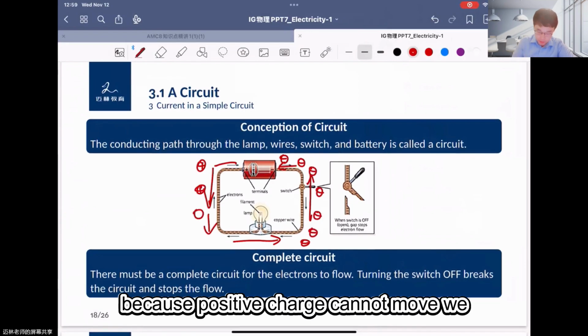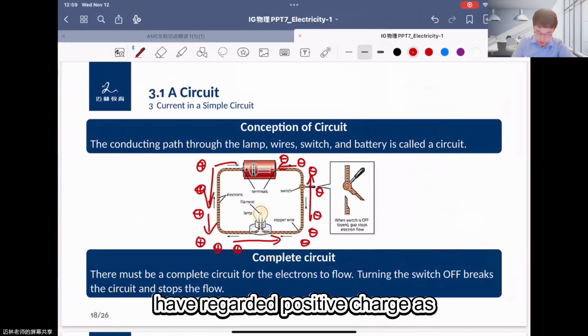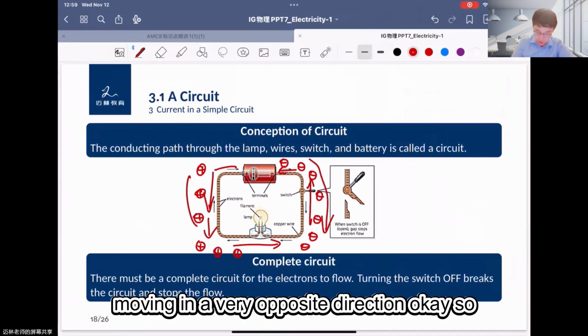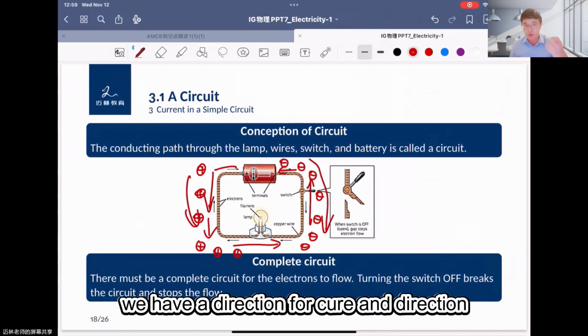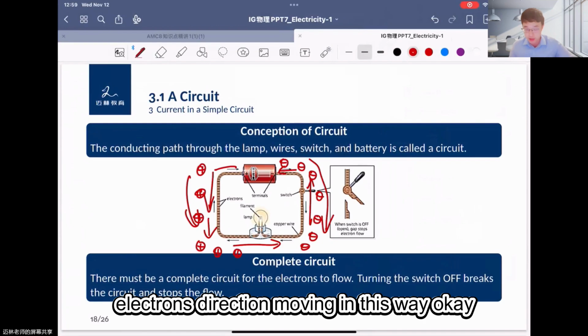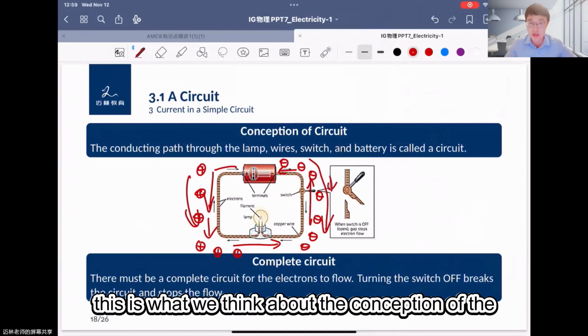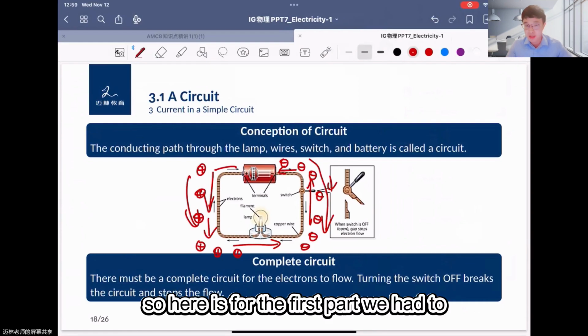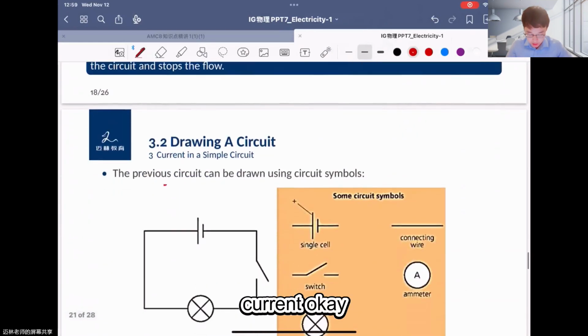Because positive charge cannot move, we have regarded positive charge as moving in this way, but in fact negative charge moves in the opposite direction. So we have one direction for the current and another direction for the charge or electrons, moving in this way. This is what we think about the conception of current. So that is the first part, where we discussed what a circuit is and what a current is.